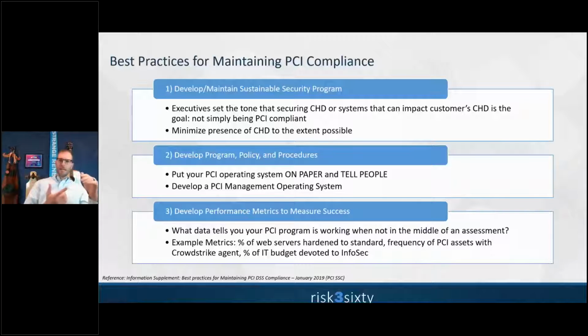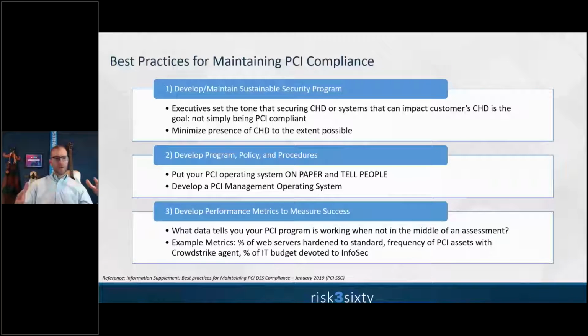So number one is developing and maintaining a sustainable security program. Not one that's painful, not one that makes you dread opening up your metrics or your document, or that's actually unattainable. This is where you have executives that are really setting the tone, that securing cardholder data, or the systems that can impact a customer's cardholder data, is the goal, not just being PCI compliant. It's a mindset, not a point in time. And the goal is to minimize the presence of card data to the extent possible with your program.